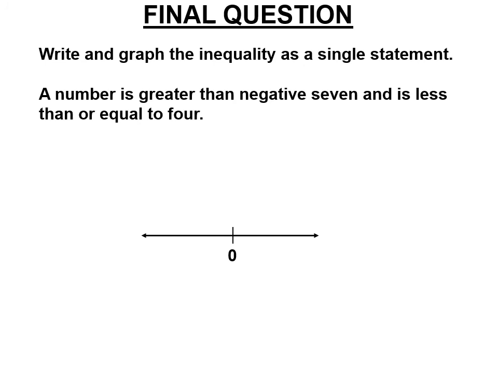A number is greater than -7. 1, 2, 3, 4, 5, 6, -7, greater than -7, and is less than or equal to 4. So that's the graph, and you're supposed to write it as, so it's -7 is less than x is less than or equal to 4.